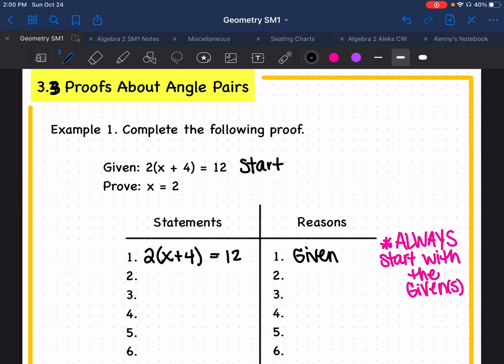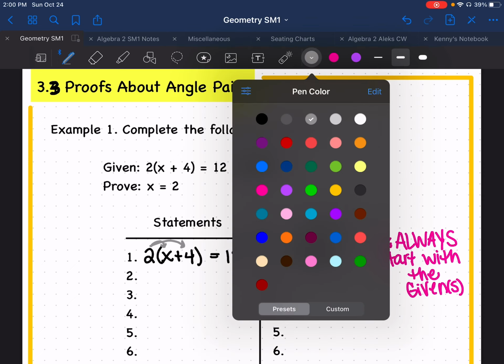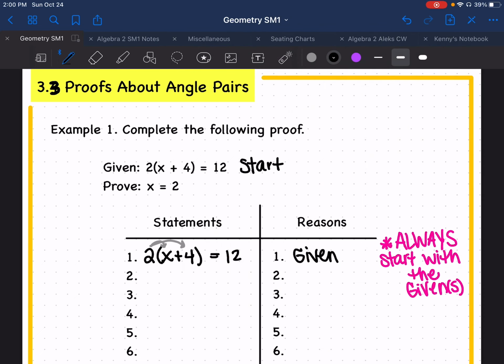All right, now since this problem is an equation that we need to solve, we're just going to go through and solve it. So the first thing I would do is distribute the 2 to the x and to the 4. That would give me 2x plus 8 is equal to 12. And my reason is distribute, or the distributive property. But I'm just going to keep it to distribute because I don't have the space. But it is technically the distributive property.